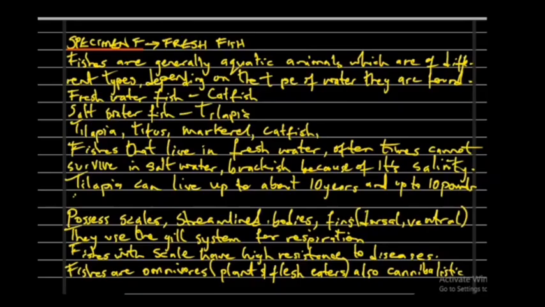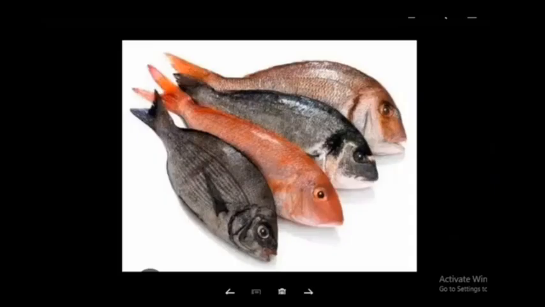And then the temperature for hatching laid eggs is about 21 to 29 degrees Celsius, and they hatch between 5 to 10 days oftentimes. So these are some things that we need to know about fresh fishes. These are pictures of what the fresh fish looks like.